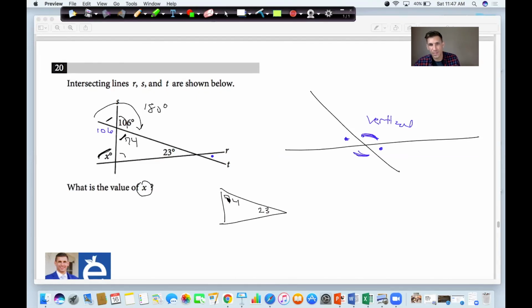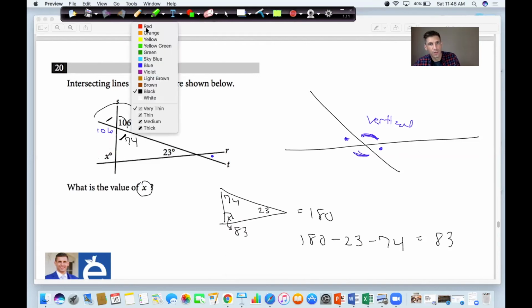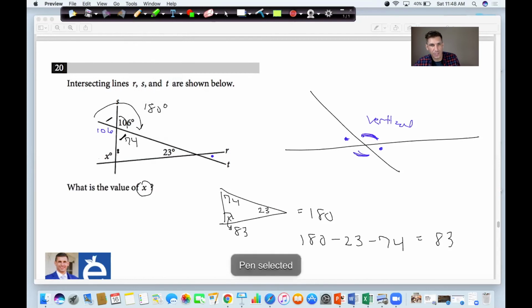So 74 plus 23 plus x in this instance are going to equal 180. So what I'm going to do is 180 minus 23 minus 74. Okay, so 180 minus 23 minus 74 equals 83. Okay, so there's that. This angle here equals 83. And if that angle there is going to be 83, let me make this easier for you. And here we have, this is 83.